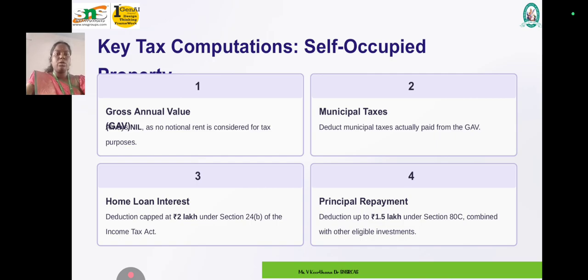Next is home loan interest. In home loan interest, the deduction is capped at 2 lakhs under Section 24(b) of the Income Tax Act. And in principal repayment, deduction is up to 1.5 lakh under Section 80C, combined with other eligible investments.